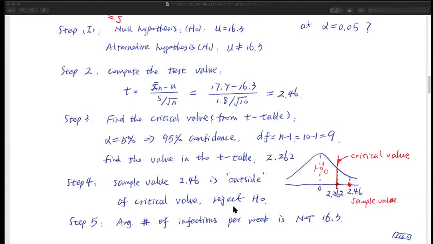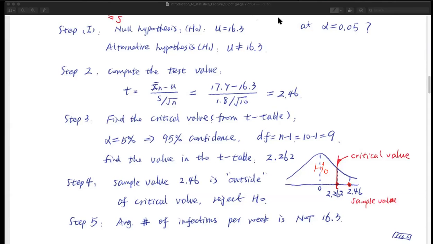Is that clear? So now people will ask, what if we find out the data from the calculation, instead of 2.46, is 2.16, somewhere here. If I find 2.16 here, then we say the data is closer to the center. In other words, we are supporting H0, in other words, we are accepting H0. Is that clear?